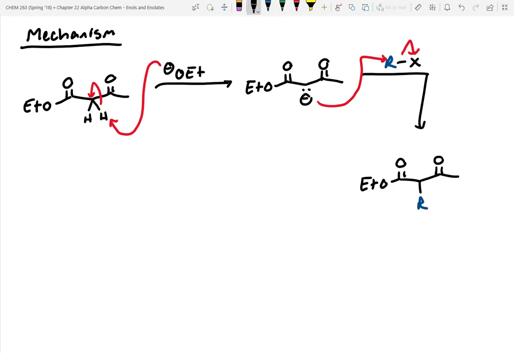Just like before, I'm going to skip the hydrolyzation step. But anytime you treat this with strong acid, you can hydrolyze your ester. So this ethyl group is going to pop off and you'll convert it to a carboxylic acid.